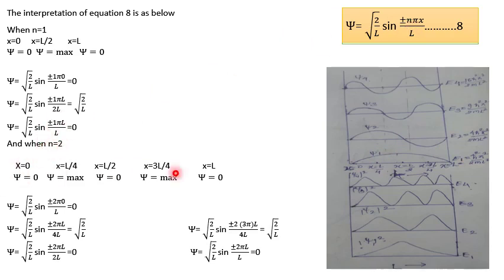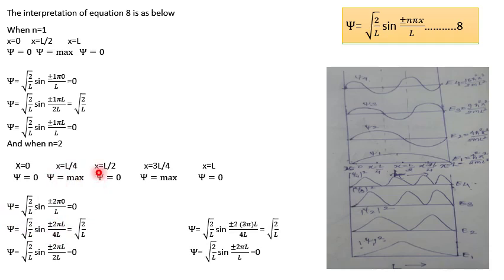Now we are choosing this equation at x is equal to 0. We substitute the value x is equal to 0, and as we know that sine 0 is 0, that's why psi becomes 0. Next we substitute x is equal to L by 4. When we substitute L by 4, the value of n is 2. So 2 cancels this 4 two times, L is cancelled by this L. Only lambda pi by 2 is left, and sine pi by 2 is maximum. It means that at x is equal to L by 4 we get the value of psi maximum.